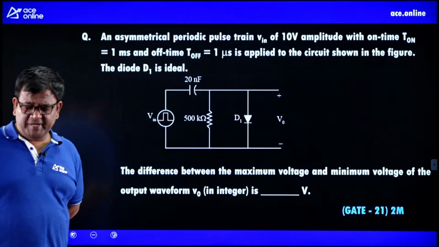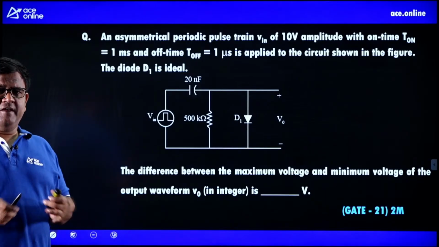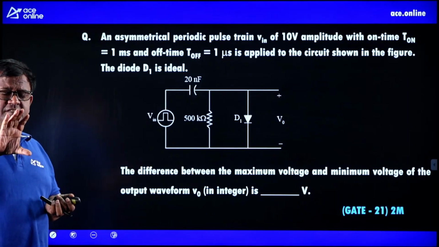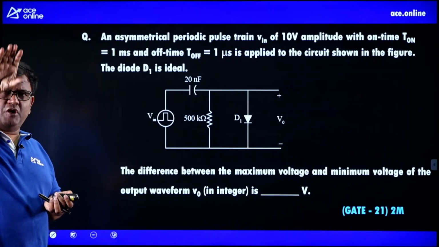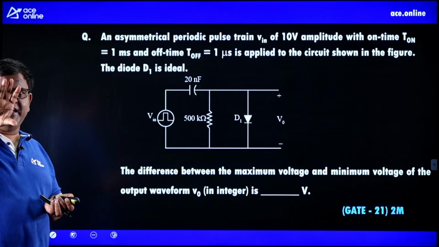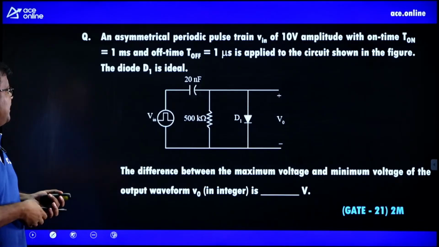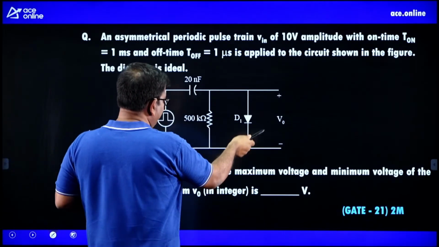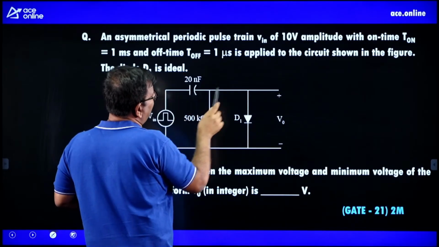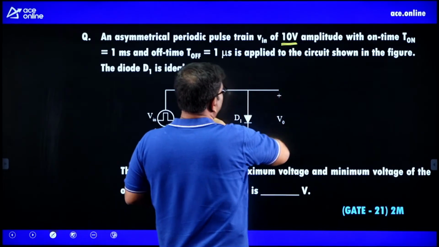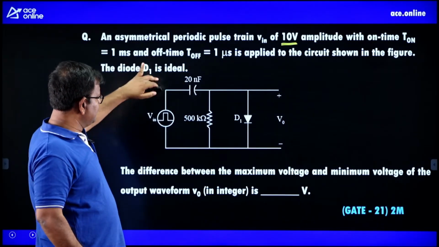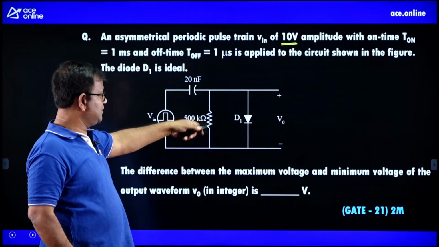Now please understand that this circuit is a clamper, right. So what happens in clamping is the peak to peak voltage will always remain the same. So you are restoring a different DC value, but the peak to peak will always remain the same. So the output peak to peak and the input peak to peak are both the same, so you do not have to solve this problem. It is already given here as 10, and this is unnecessary data here, 1 millisecond on time, off time, just to confuse you, and all these capacitors and all that.